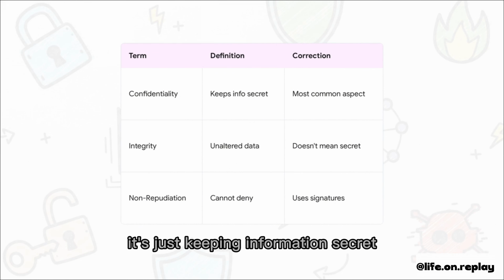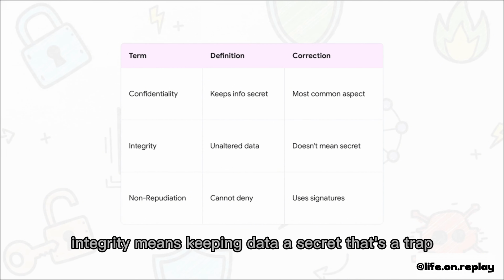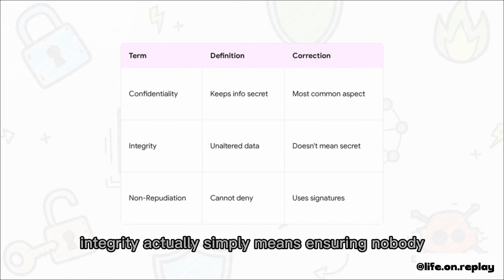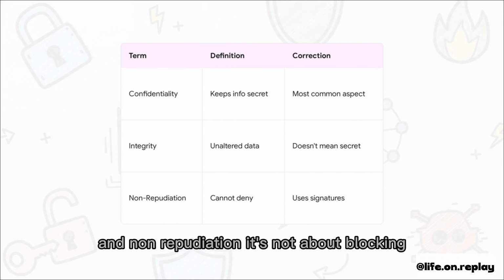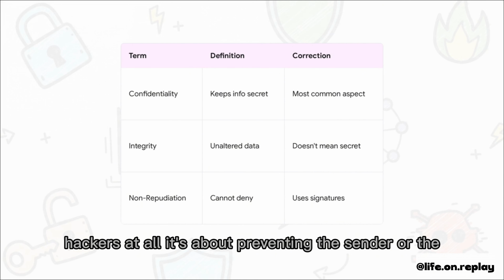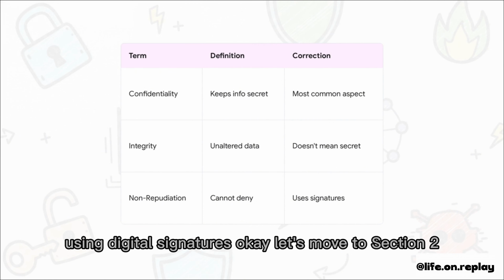Moving to core security services, confidentiality is pretty simple. It's just keeping information secret. But I really want you to focus on integrity and non-repudiation. A massive myth is that integrity means keeping data a secret. That's a trap. Integrity simply means ensuring nobody altered or changed the data during transit. And non-repudiation, it's not about blocking hackers at all. It's about preventing the sender or the receiver from denying they sent or received a message, which, by the way, is usually implemented using digital signatures.